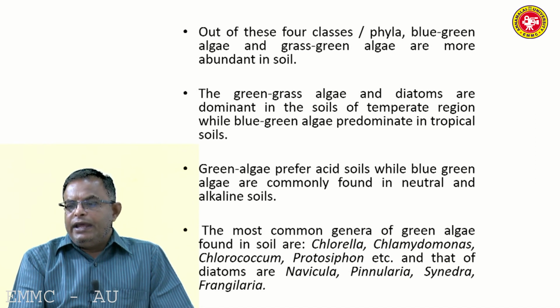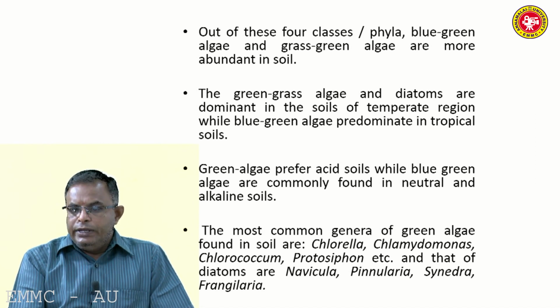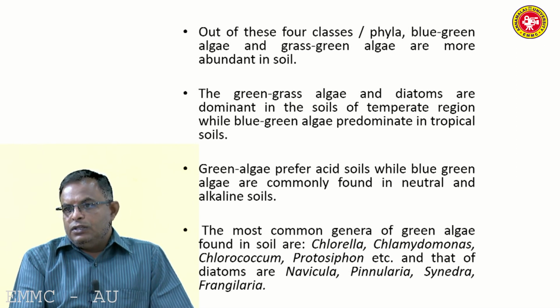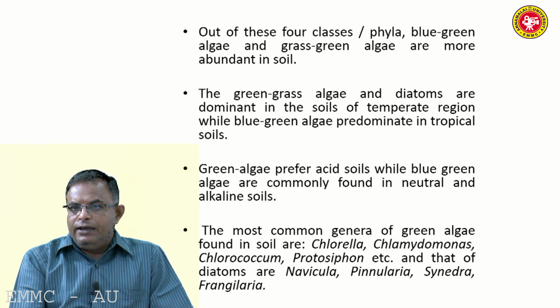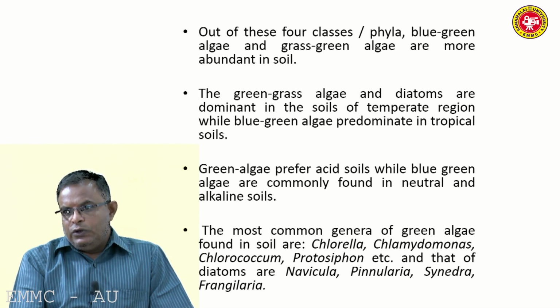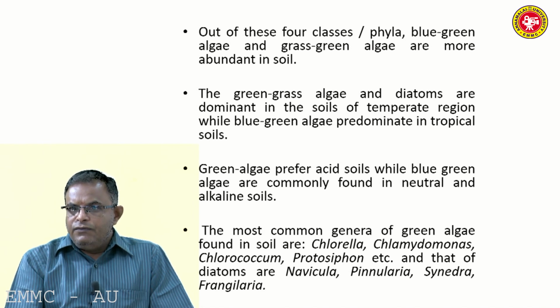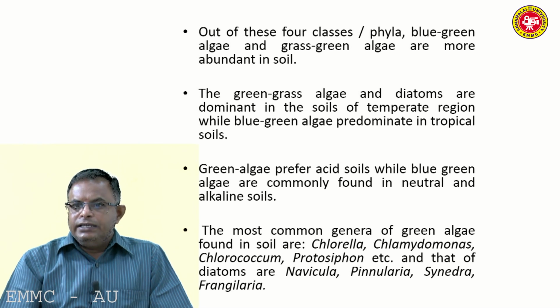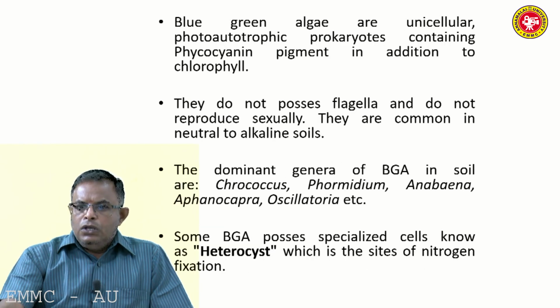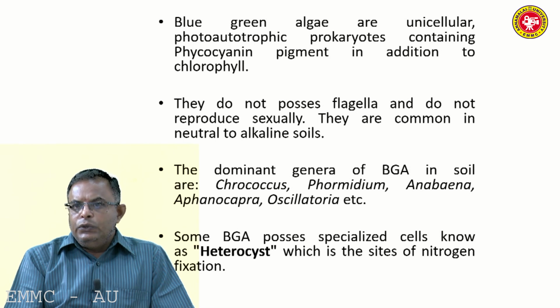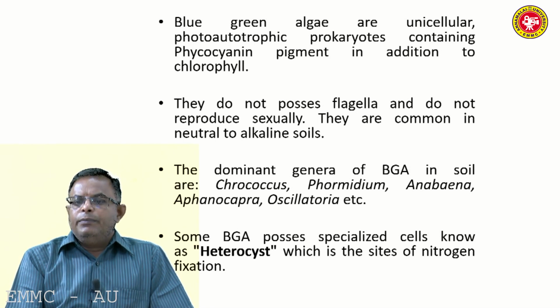Green algae prefer acid soil, while blue-green algae are commonly found in neutral and alkaline soils. The most common genera of green algae are Chlorella, Chlamydomonas, Chlorococcum and Protosiphon, and those of diatoms are Navicula, Pinnularia, Synedra and Fragilaria. Blue-green algae are unicellular phototrophic prokaryotes which contain the pigment phycocyanin in addition to chlorophyll.